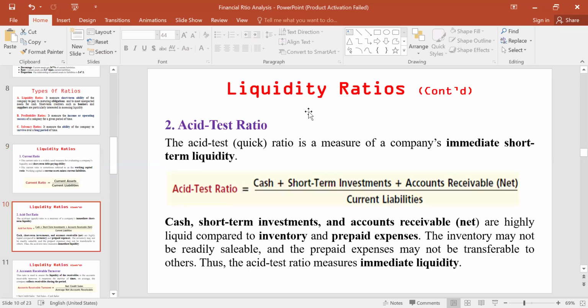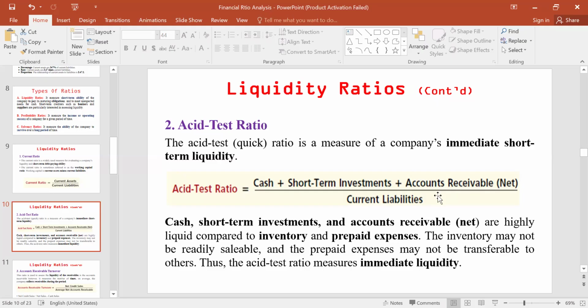Another technique or tool is the liquidity ratio, the acid test ratio. The acid test ratio indicates how much immediately available cash and liquid assets you have to meet your liabilities. A simple formula to find it: cash plus short-term investment plus account receivable, then divided by current liabilities. Here we ignore inventory, prepaid expense or advance expense.